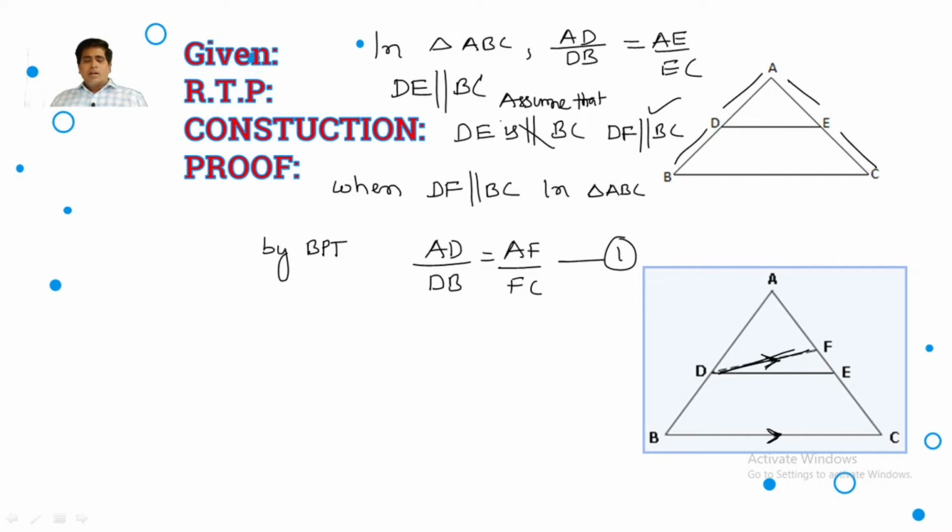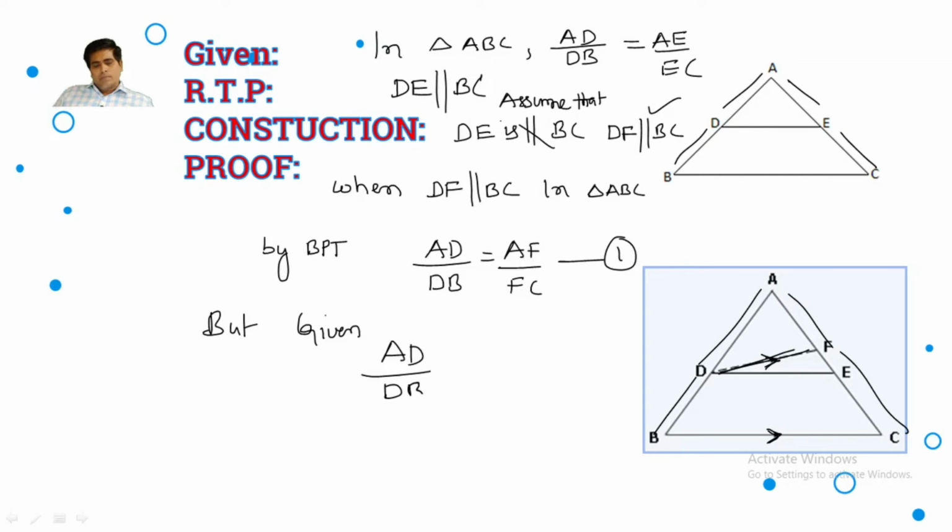Why? Because DF is parallel to BC. When DF is parallel to BC, AD by DB is equal to AF by FC. This is by the basic proportionality theorem, which we have learned in theorem 6.3. But what he has given in the statement is the ratio AD by DB is equal to AE by EC. So this is the second equation.